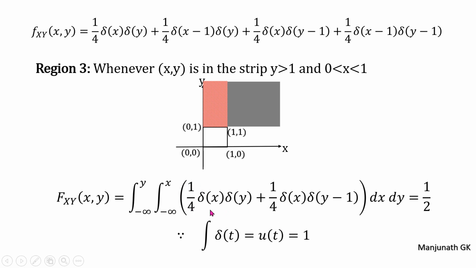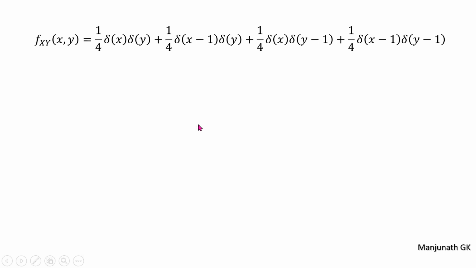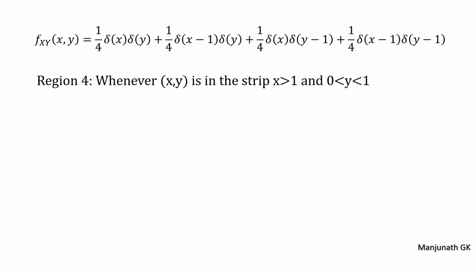So from these terms only 1 by 4 will be remaining. From these terms only 1 by 4 will be remaining. It becomes 1 because of the integration of delta of x and integration of delta of y; the unit step signal's value is always 1. So 1 by 4 plus 1 by 4 equals 1 by 2. In region number 3, for a given bivariate probability density function, the bivariate cumulative distribution function will be 1 by 2.